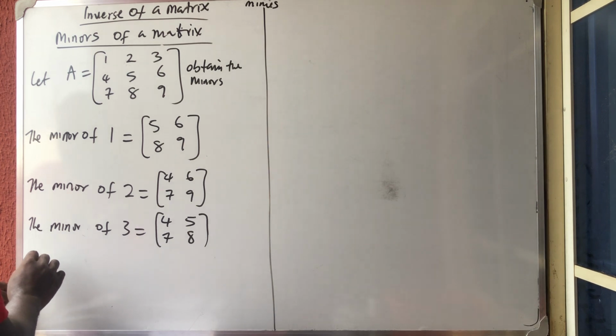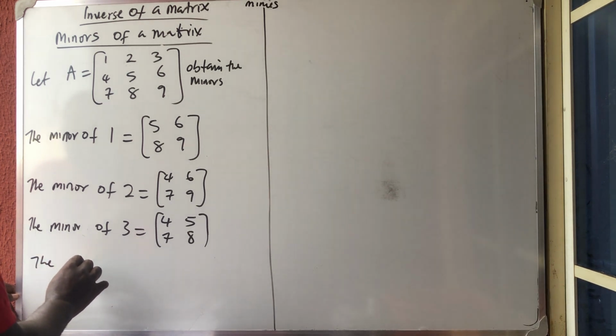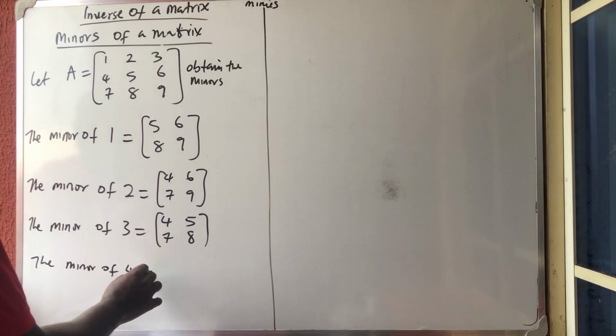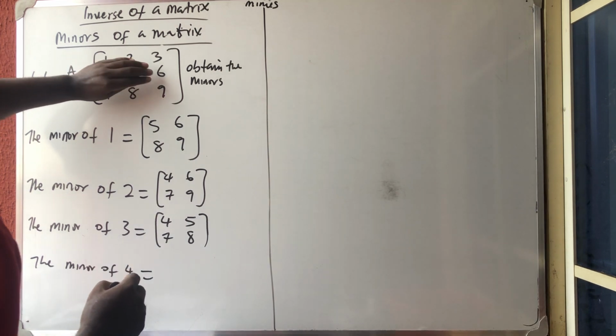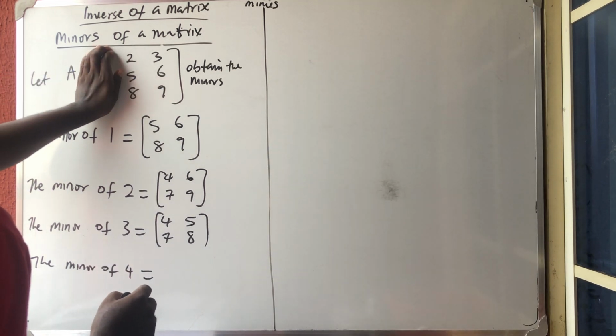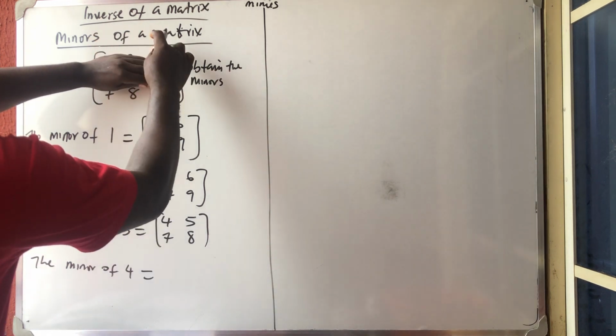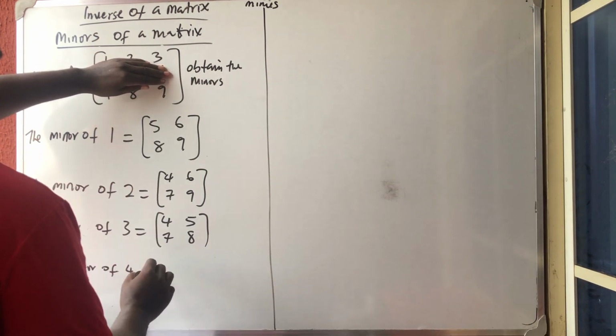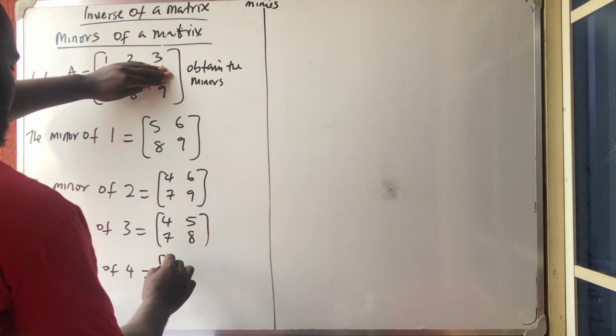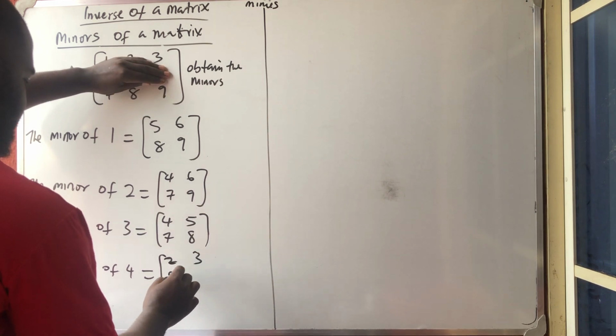The minor of 4. The minor of 4, look at 4 here, so I'm closing the row and the column of 4, so I'm left with 2 3 8 9. So I'm left with what? 2 3 8 and 9.